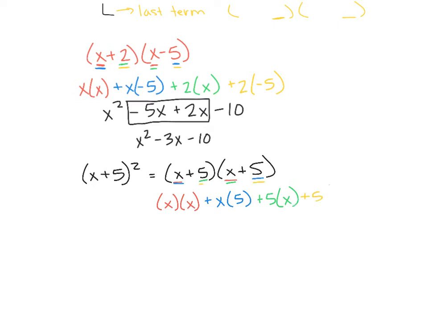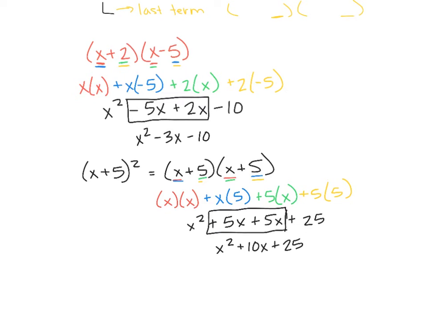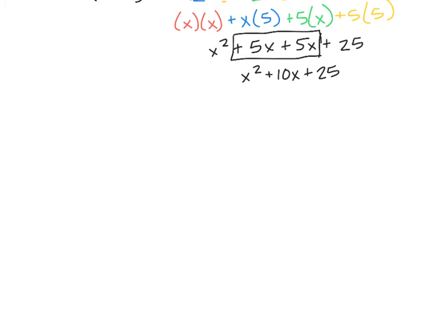plus 5 times 5. And then we're going to multiply x times x is x squared. X times 5 is 5x, we always lead with our constant, plus 5 times x, which is 5x, plus 5 times 5, which is 25. Look at these two middle terms. They are like terms, so we can add them to get 10x plus 25. Now, if we want to do distributive property with those, we can.